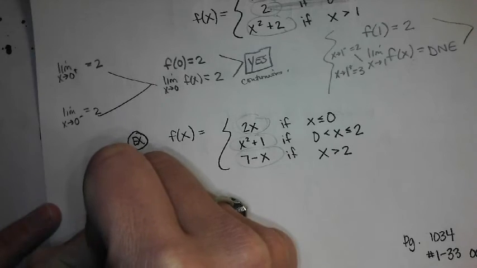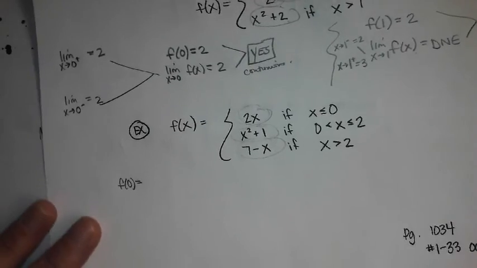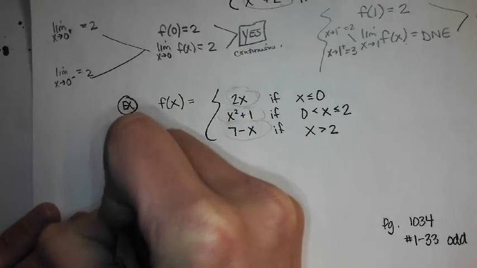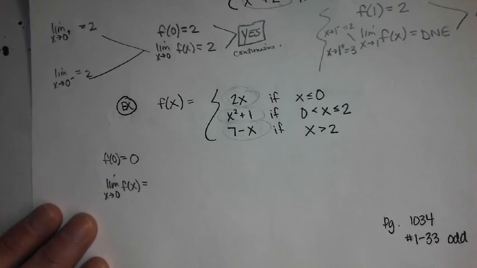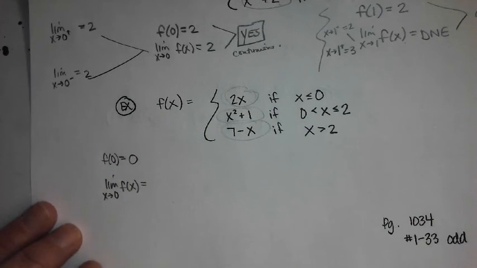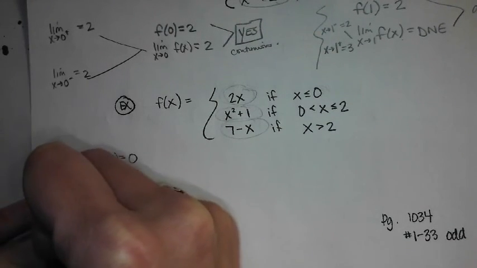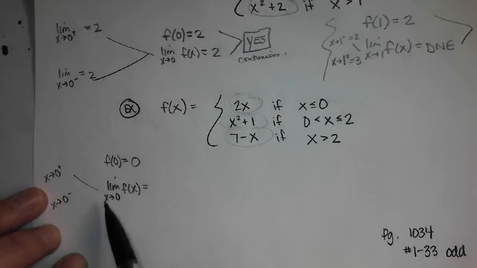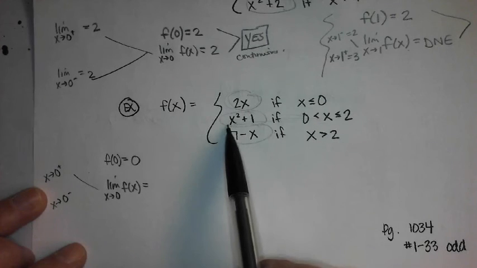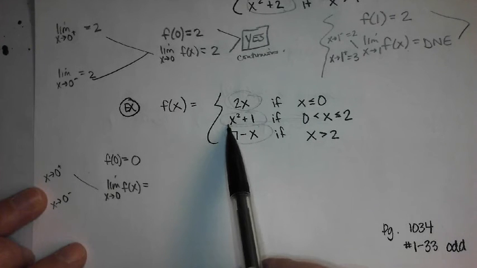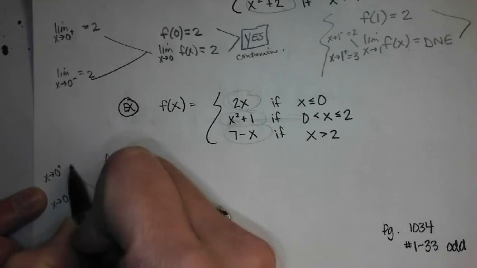So f of 0 is what? 0. And the limit as x approaches 0 is going to take a little more work. Okay? So as we approach 0 from the right versus as we approach 0 from the left. As we approach 0 from the right, we're using the second equation, correct? Which is 1. 0 plus 1 is 1.